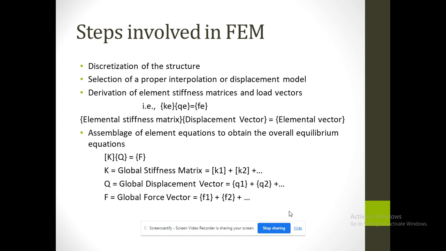Your next step, assembly of elemental equations to obtain the overall equilibrium equations. Since the structure is composed of several finite elements, the individual element stiffness matrices, displacement, and load vectors are to be assembled in a suitable manner, and the overall equilibrium equations have to be formulated as K Q = F, where K stands for the global stiffness matrix, Q stands for the global displacement vector, and F stands for the global force vector.